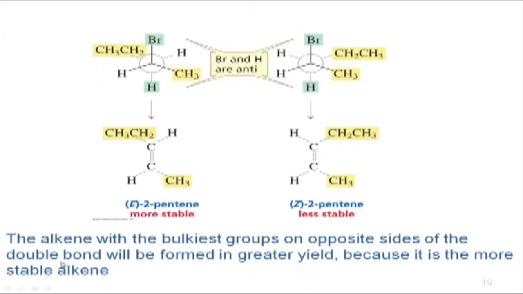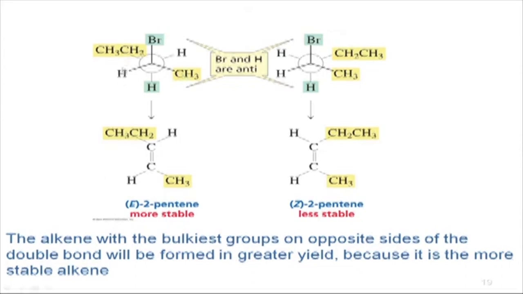So, that is written here: the alkene with the bulkiest groups on opposite sides of the double bond will be formed in greater yield because it is the more stable alkene. But actually, stability is not the matter. I think that is one aspect, but the more important aspect is that in the transition state there is less repulsion, because two large groups eclipsing each other is considered to have a much greater steric interaction than the interaction between a small hydrogen and an alkyl group.